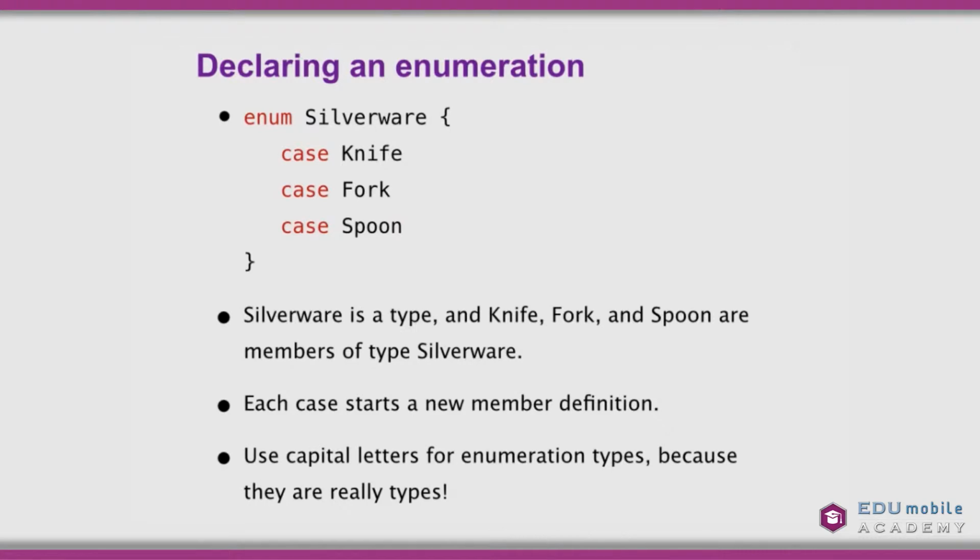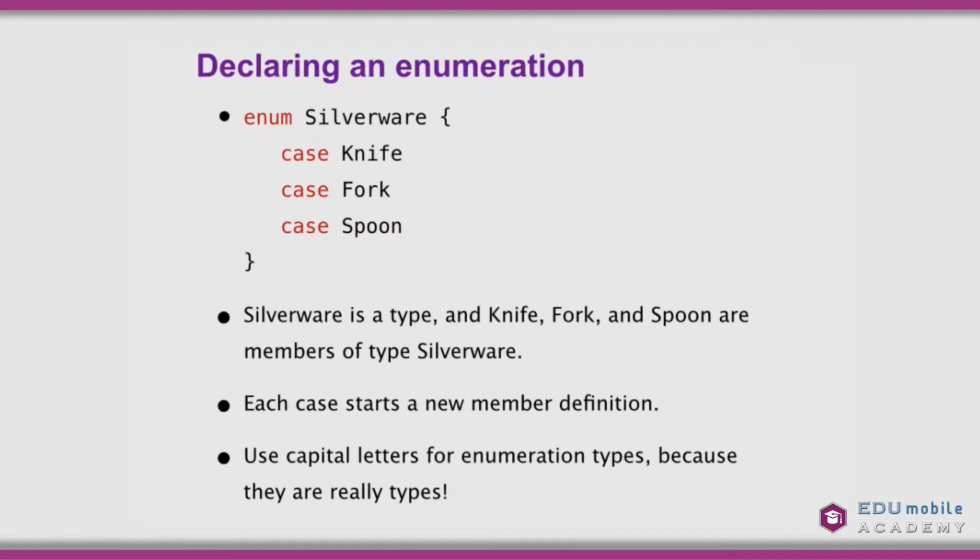So here's how we declare an enumeration. In this case, I have a rather lame enumeration called Silverware. And there are three kinds of silverware. Knife, fork, and spoon each have a case. And a case says this is the beginning of a member declaration for an enumeration called Silverware.